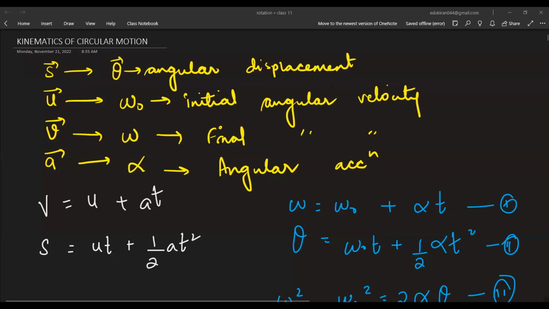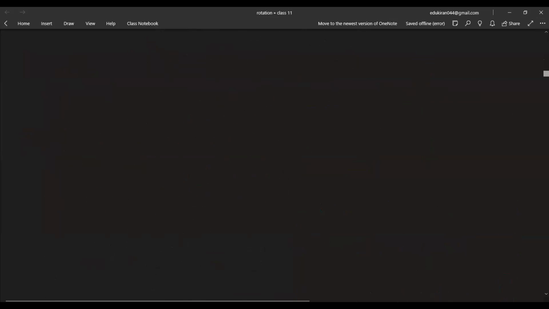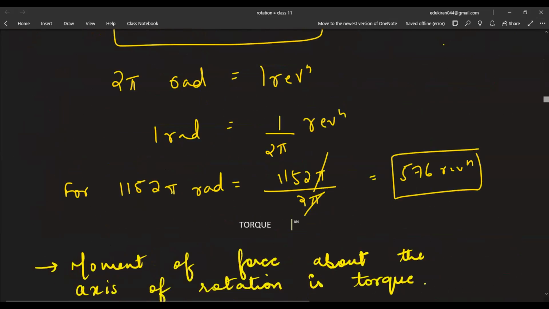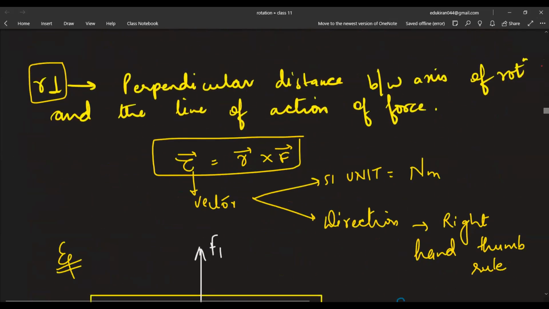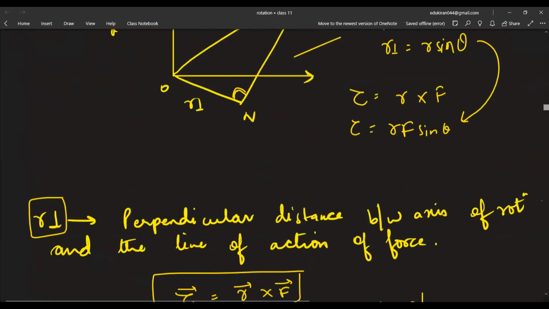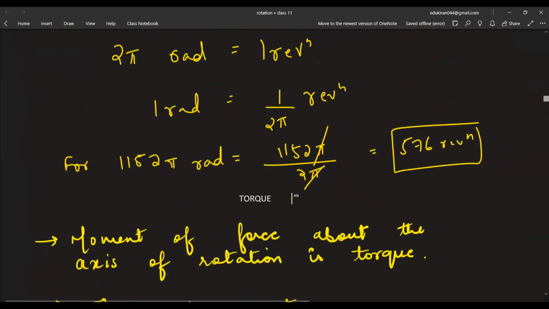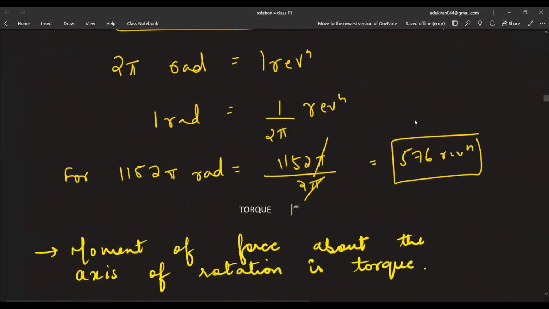Yes, class. So yesterday we had started with moment of inertia. This we had already discussed, all the equations. Torque we had started. Torque's formula was R cross F, right? What is this R? How do we take this R? Abir, you tell me. How is this R taken?